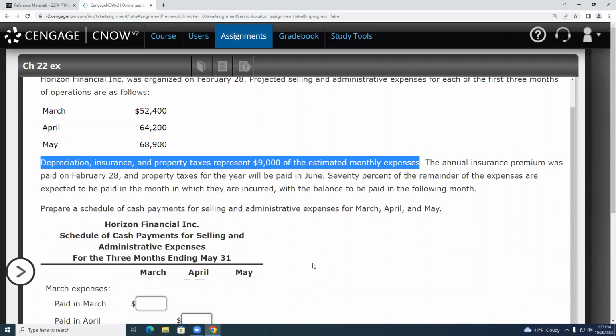Same thing is true for the property taxes. They're going to be paid in June, so they're not part of this cash budget. We still would be showing a monthly expense for those, but the cash flow is going to happen at the end of June. In June.